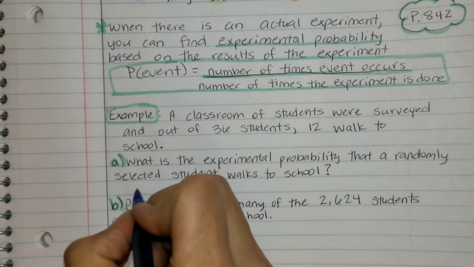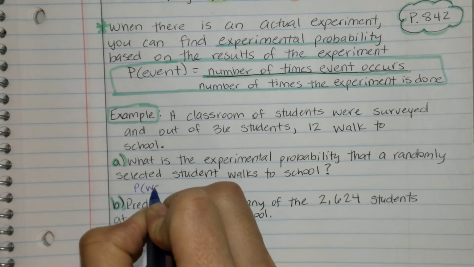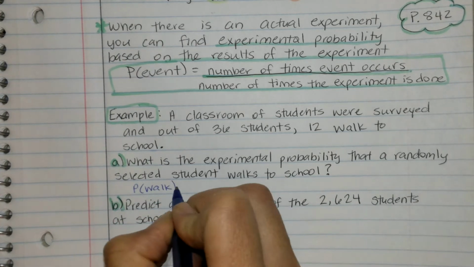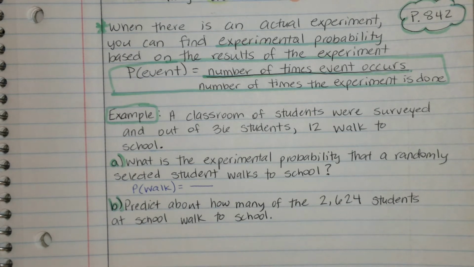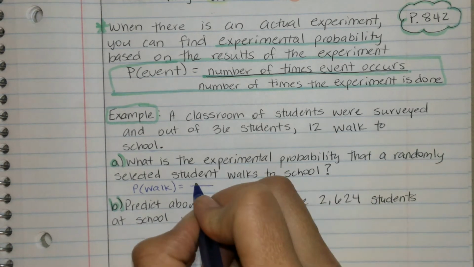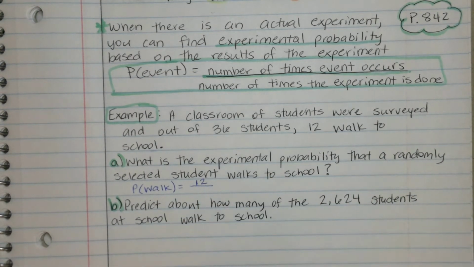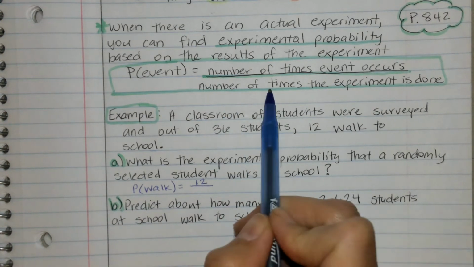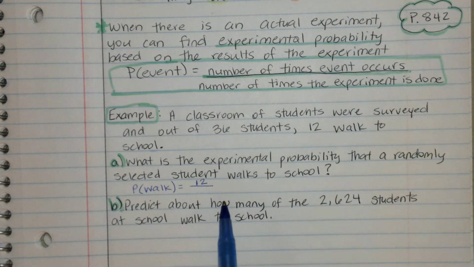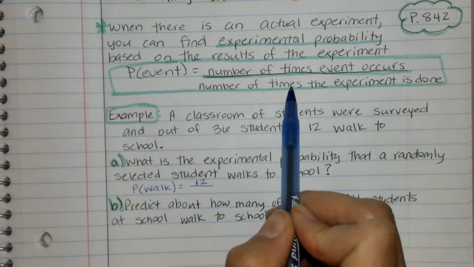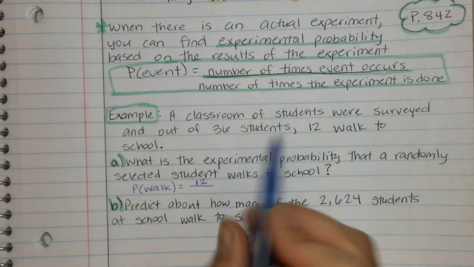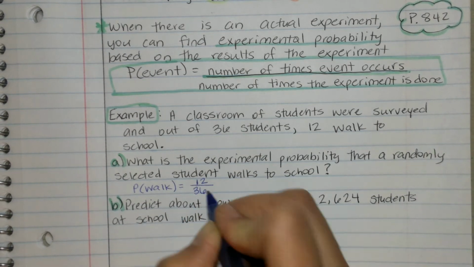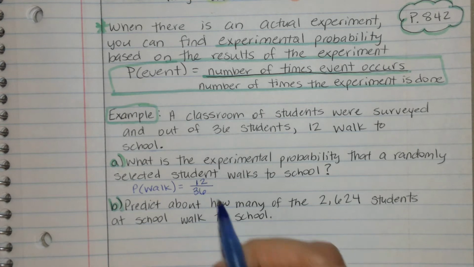So for probability, the event here is that they walk to school. So we have the fraction, a number on top and a number on the bottom. On the top, I need the number of students who do walk to school. So 12 students walk to school, so 12 is on the top. And then on the bottom is the number of times the experiment is done. That doesn't really make sense here, but it's like the number of possibilities, or in this case, it's just the total number of students. So it's 36. So it's the number that walk over the total number.